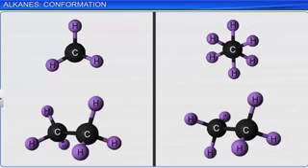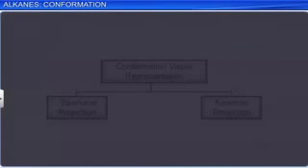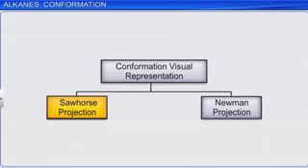Now that we have seen what conformation means, let's learn the two standard visual representations used to explain it. These are known as sawhorse projection and Newman projection.